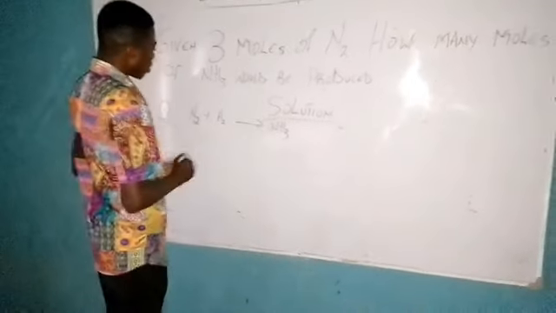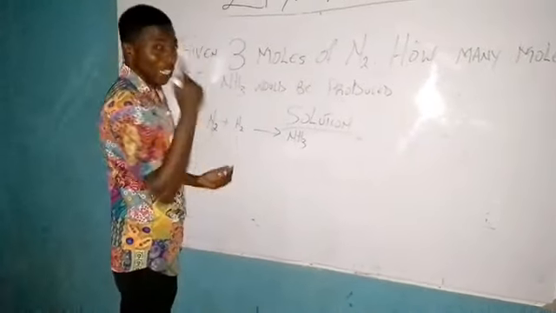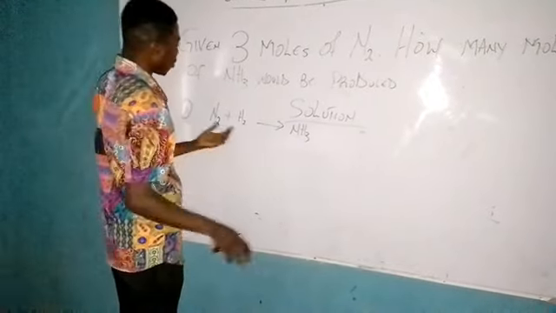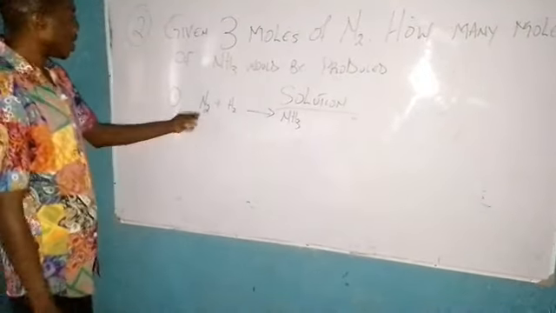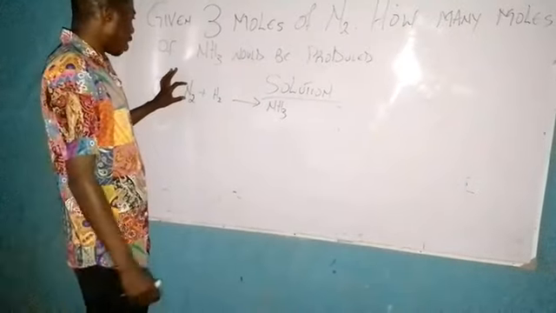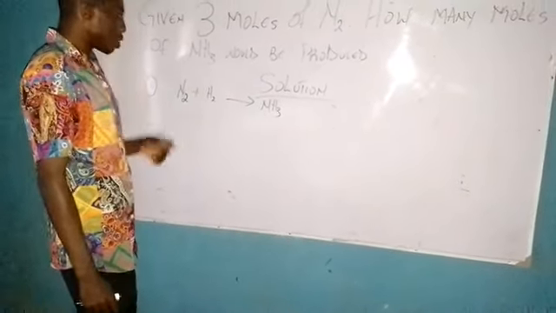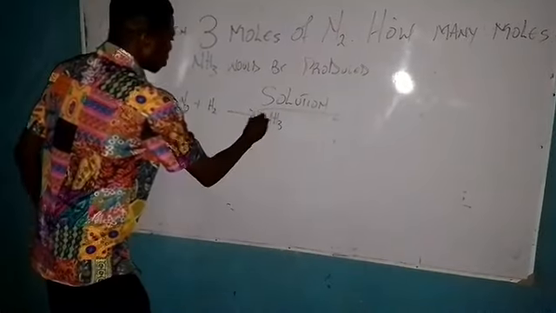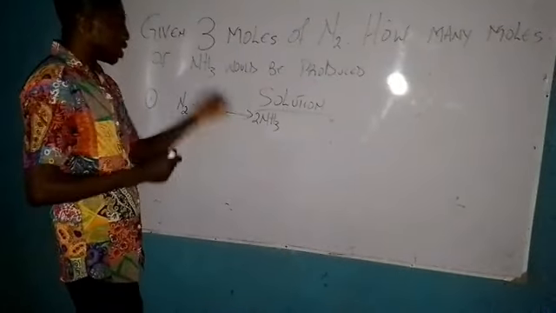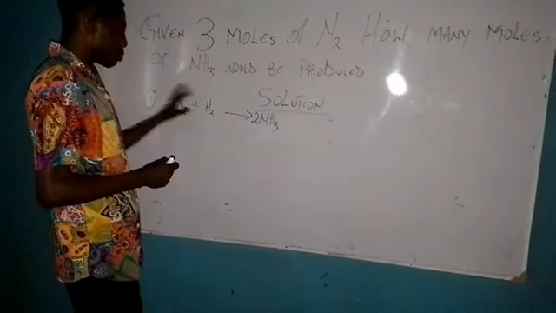Now, I said the first step is for you to write the chemical equation. Second step is for you to balance it. Let's balance this. How many nitrogen atoms do we have? We have 2 here and 1 here. So what are we going to do? We have to put 2 here to balance it. So once we balance here, our nitrogen is balanced.